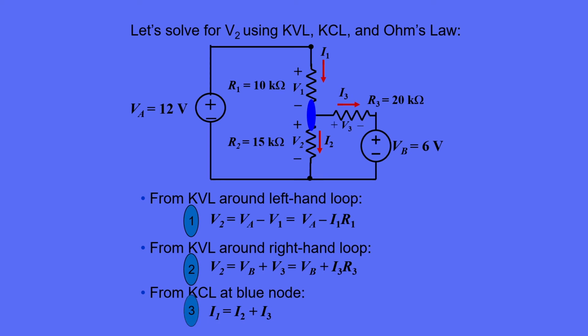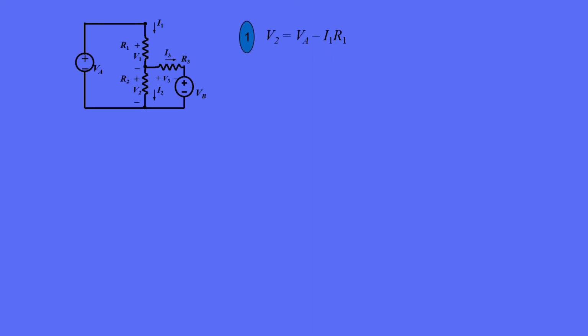And finally, we apply KCL at the node labeled in blue. I1 is equal to I2 plus I3. Our objective here is to find the current I2. Remember that if we know the current I2, we can find V2 via Ohm's law for the resistor R2. Now we do some more algebra. Equation 1 transforms as follows.